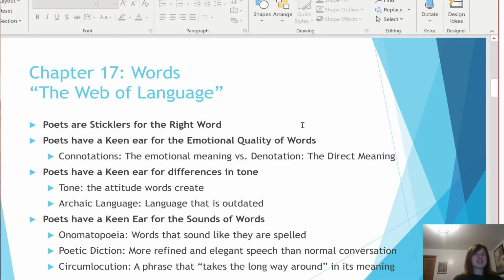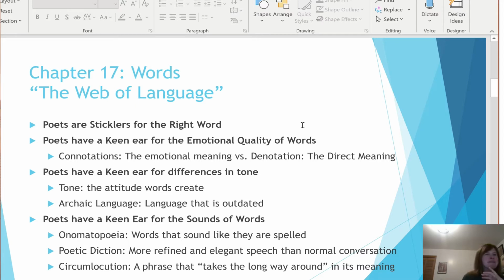Chapter 17 is all about words and the web of language. So the idea behind this chapter is to explain just how poets get language to be at its best. And the big thing is that poets are sticklers for words. They are very picky about what word they use. When they're rhyming, they want to make sure they pick the correct word. If they're making a haiku, they want to make sure that they get the syllables right and that it makes sense. I mean, poets are constantly trying to find the best word possible to fit.